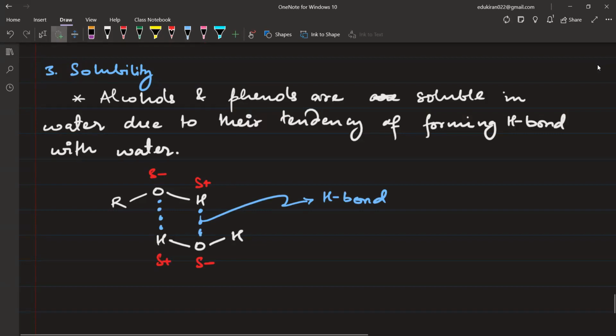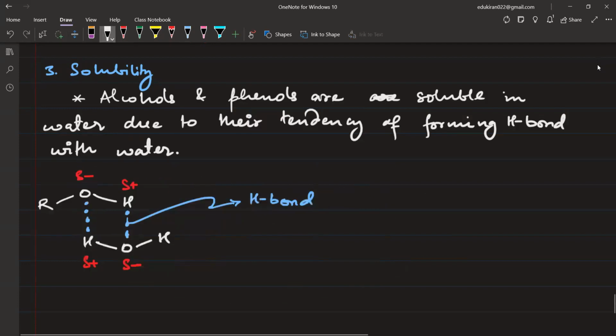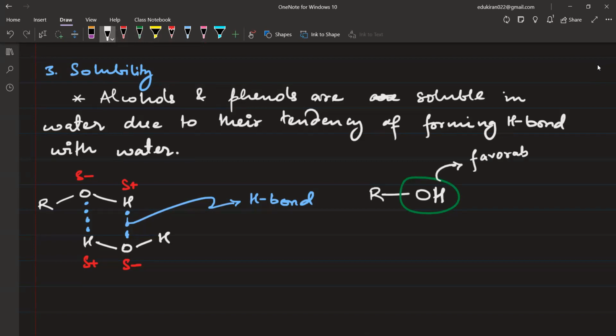Now, in this hydrogen bonding, please see, we have two parts in alcohol. One is R and the other one is OH. As you can see, the OH part is taking part in solubility, right? It is something that is favoring solubility. OH part is making the alcohol soluble. So this is responsible for solubility. I will say it is favorable for solubility.